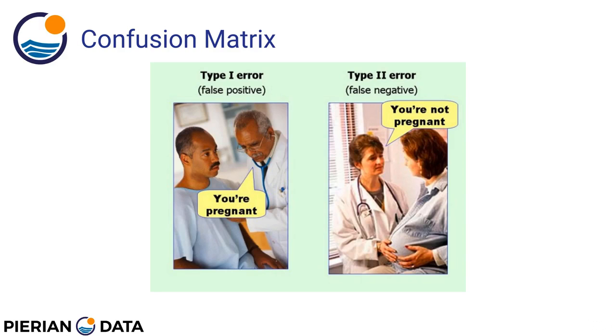So if you ever get confused on the discussion between type 1 errors or type 2 errors, aka false positives versus false negatives, this is a little handy, funny picture for you to remember. So telling a man you're pregnant, well, that's definitely a false positive, versus telling a woman who's obviously pregnant you're not pregnant, that's a false negative, aka type 1 error versus type 2 errors.